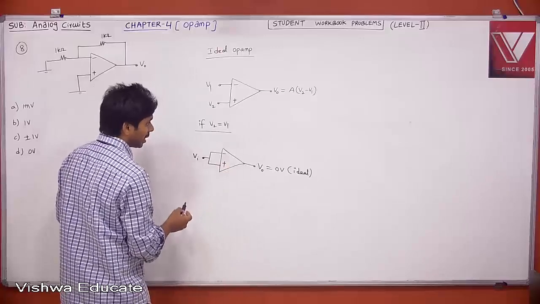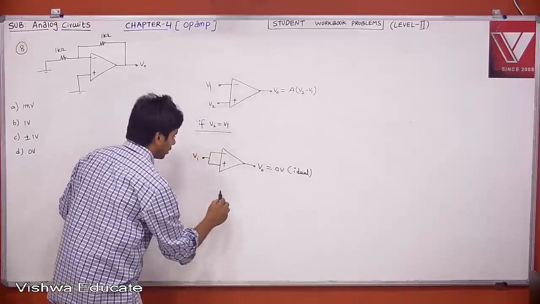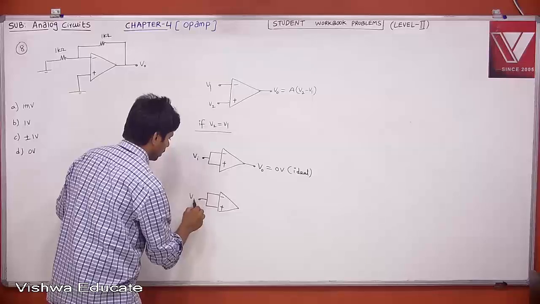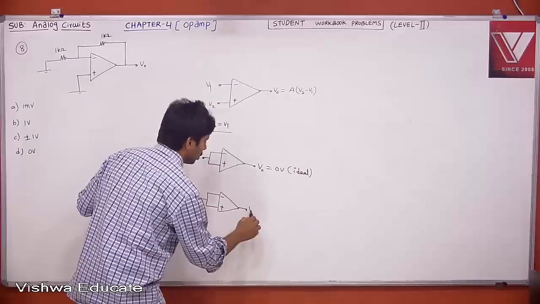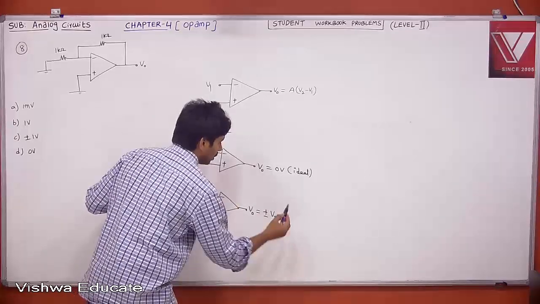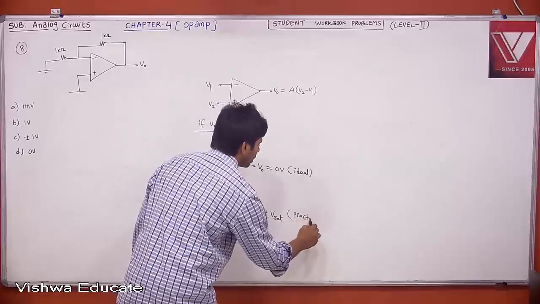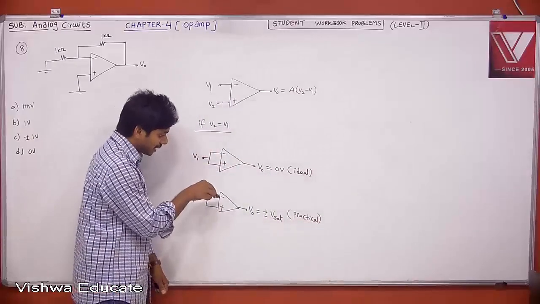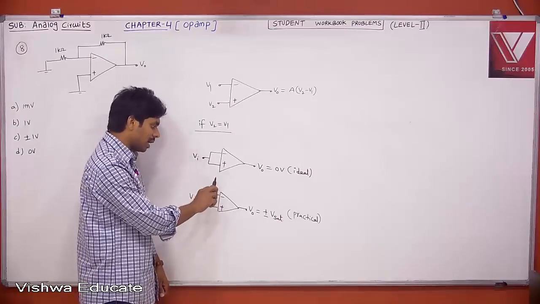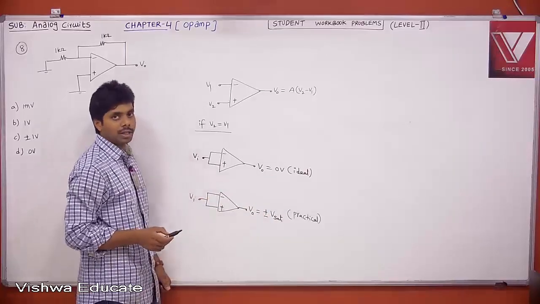But if you take the practical scenario, even though you short the inputs, due to internal input offset, your V0 will be plus or minus your saturation voltage. This is your practical op-amp. Because your op-amp has a very huge gain, whatever mismatch you have internally between the inverting and non-inverting terminals acts as a differential voltage. That differential voltage times the very high gain will be either plus Vsat or minus Vsat. That depends on your input offset polarity.